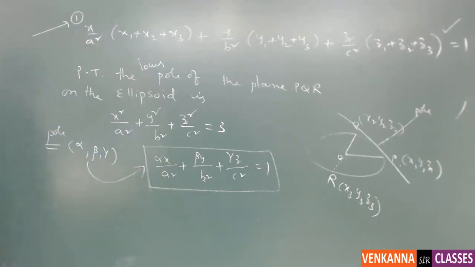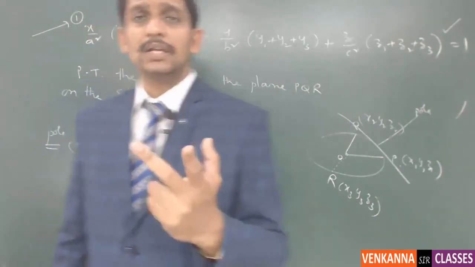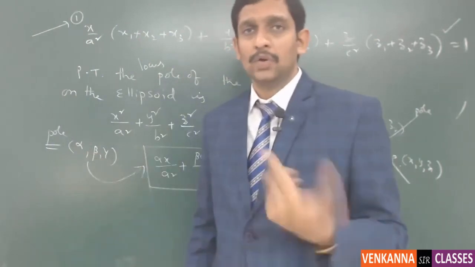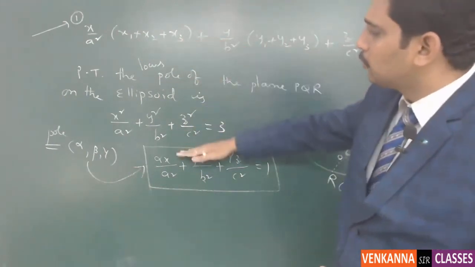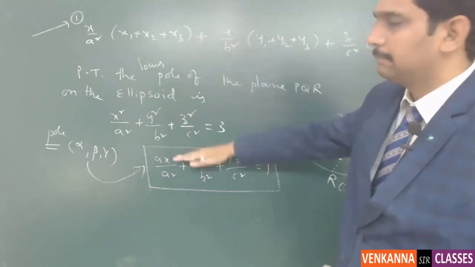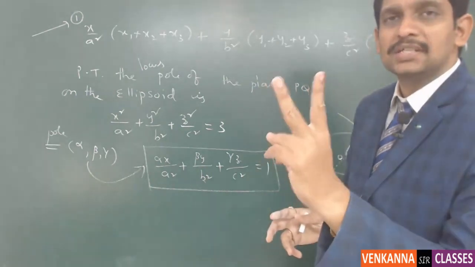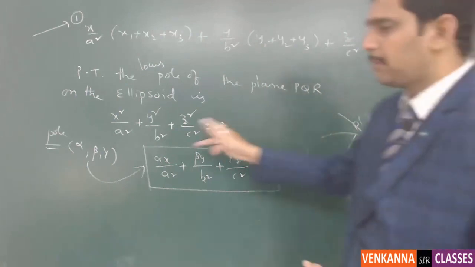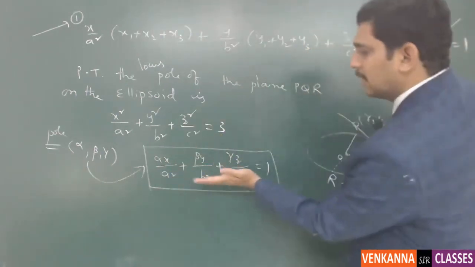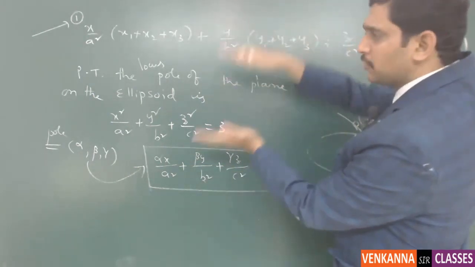Now what happens? Our required plane must have 2 things. 1, it must be the polar plane. 2, it is passing through the given points PQR. So let us say that these 2 planes are the same, because we have to find a plane equation having 2 conditions. 1, passing through the points PQR. 2, it must be the polar plane. That's why this is the polar plane equation. This is the plane passing through PQR. Let us compare them. Suppose these 2 are the same.